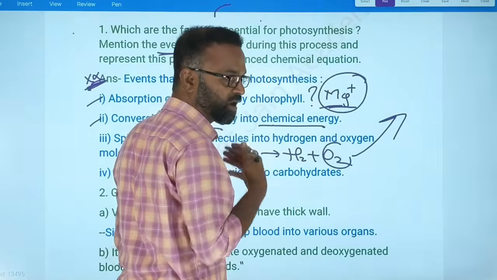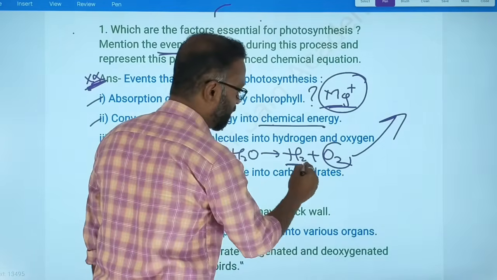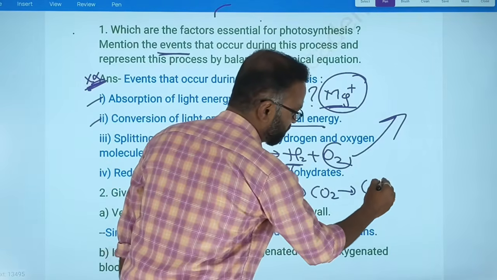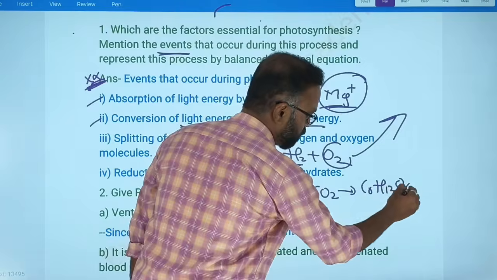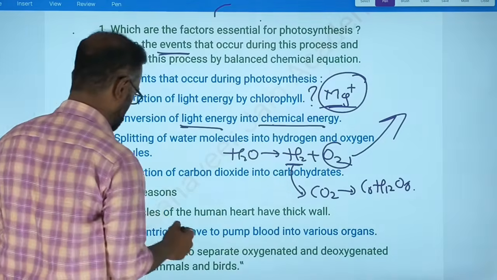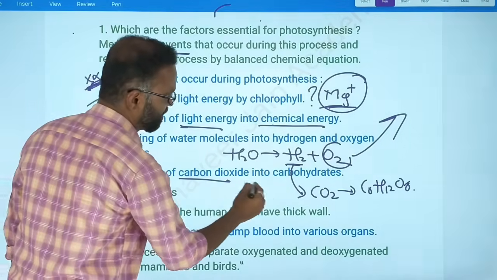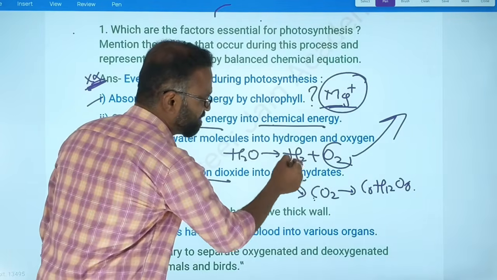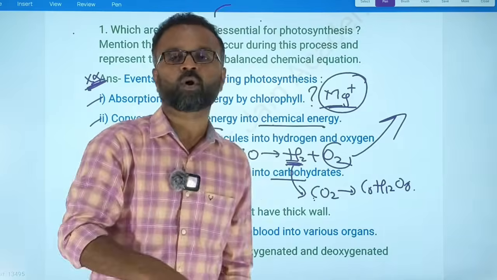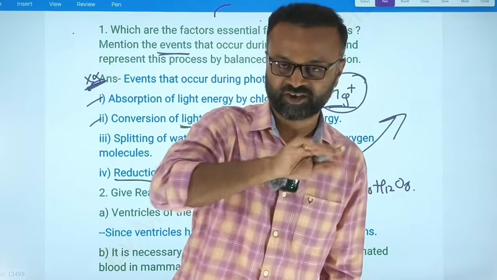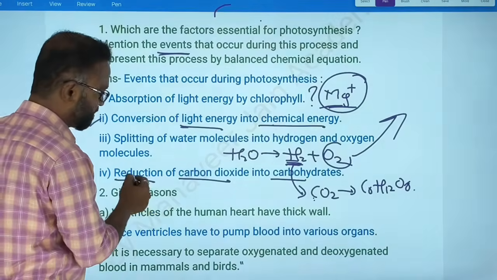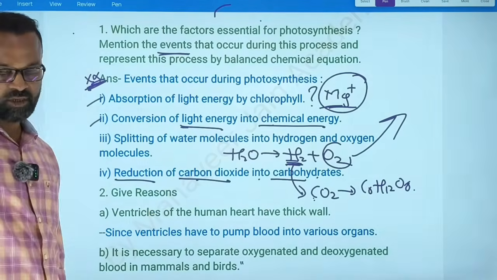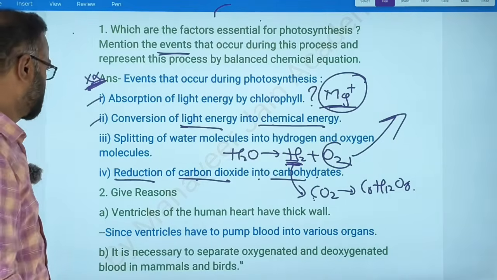Yes or no? That's what we are inhaling. What about the hydrogen? This hydrogen will add to the carbon dioxide and form the food, C6H12O6. That is called what? Reduction of carbon dioxide to carbohydrate. To the carbon dioxide, hydrogen is being added. Addition of hydrogen is called reduction. So the third step says reduction of carbon dioxide into carbohydrate. Clear? Okay, very important.